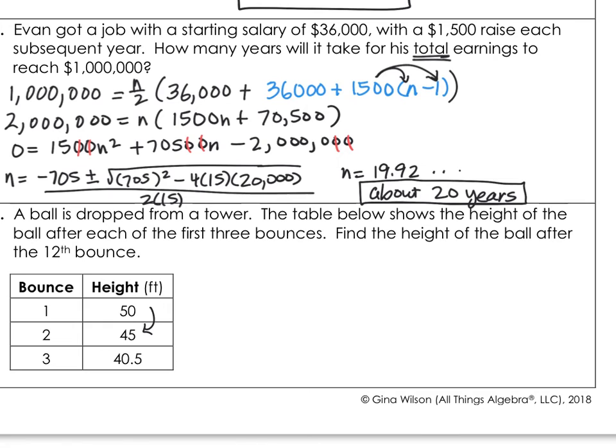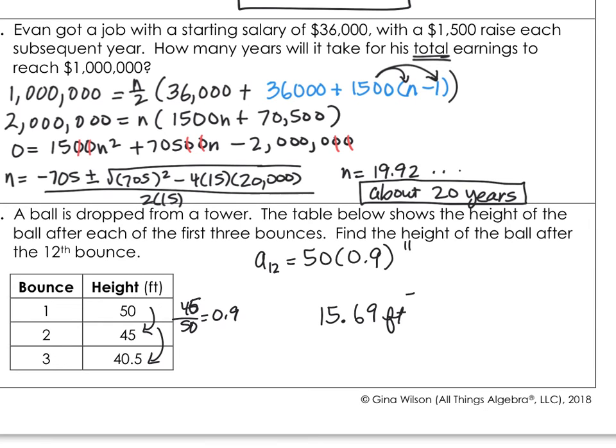Okay, so this is down 5, but that's not down 5, so I know it's not subtracting the same thing each time. So if I say 45 over 50, 0.9. Okay, so that means our 12th term can be found by taking the first term times 0.9 11 times. So you get 15.69, and of course this is feet because that's in feet.